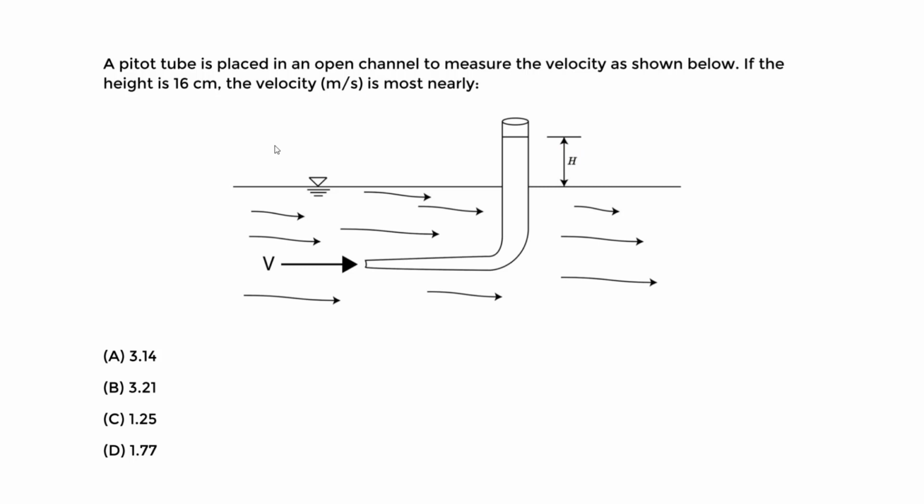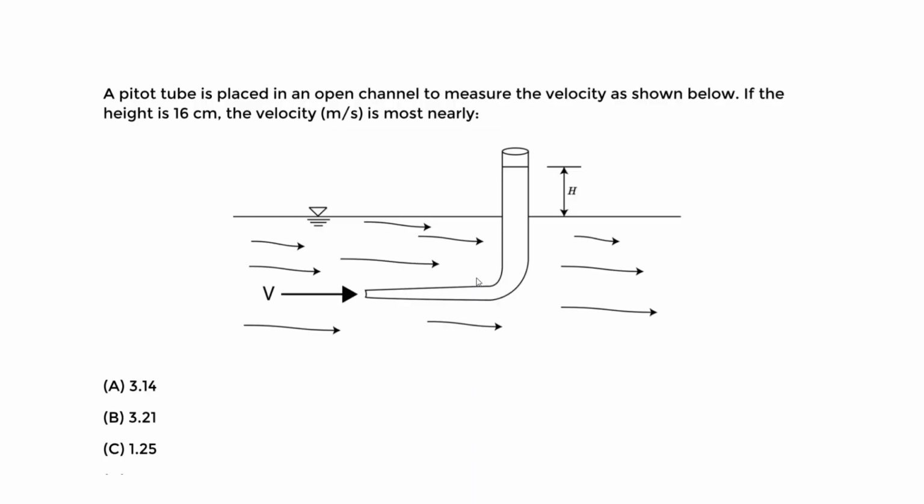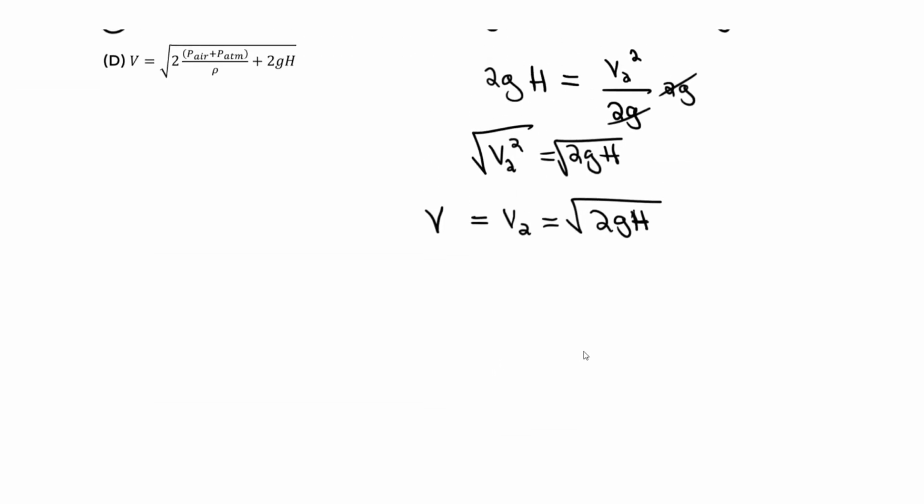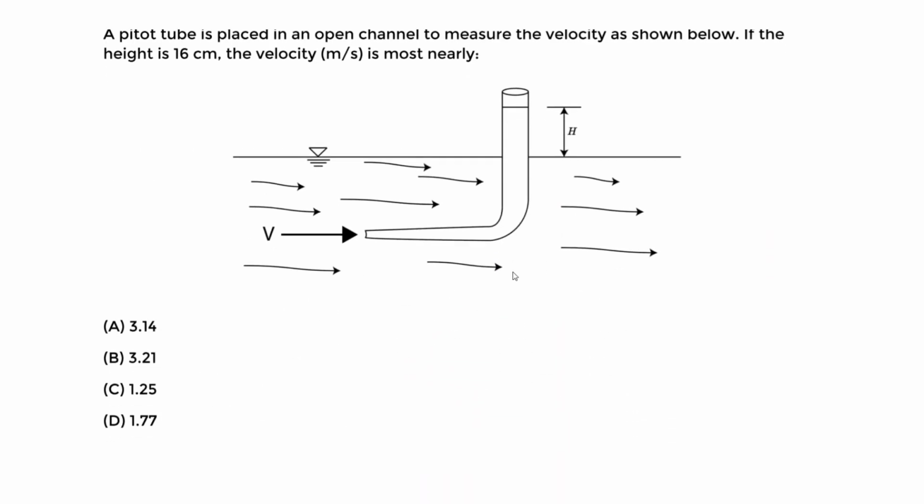So we know that a pitot tube is placed in an open channel to measure the velocity as shown. If the height is 16 centimeters, so this h is 16 centimeters, the velocity in meters per second is most nearly what? So what we're going to do here is derive an equation, and I'm going to propose to you that the equation at the end that we derive is going to be the same as this one. So let's prove that. We're just going to use Bernoulli.